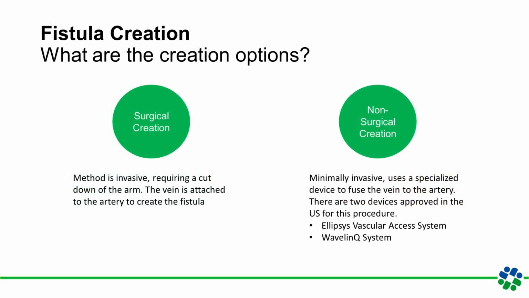Crafting an AV fistula: the surgical and non-surgical methods. Let's explore this for a moment. The construction of an AV fistula can be achieved through two primary methods, surgical and non-surgical. What do we mean? The surgical creation is slightly invasive. It involves an incision in the arm to directly connect a vein to an artery, and this procedure necessitates anesthesia and a subsequent recovery period. Despite its invasiveness, it's been the standard of care for many years due to its proven efficacy and longevity.